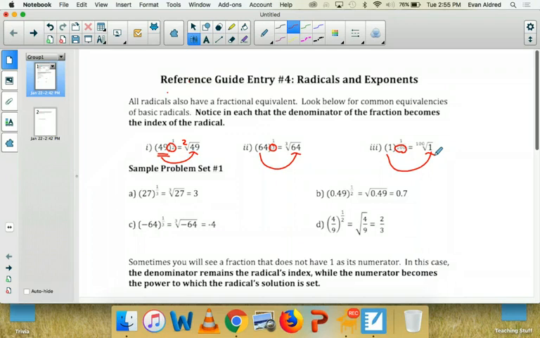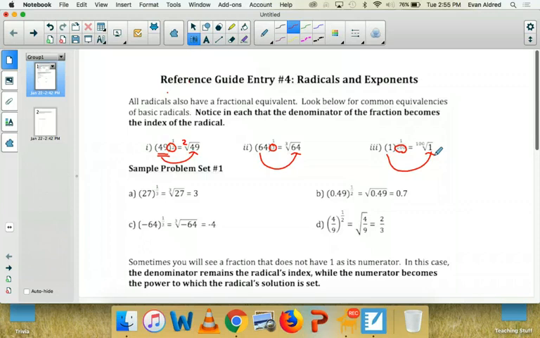Of 0.49, we looked earlier in this unit at how we would solve that. We would look at the square root of 49, which we know to be 7, and you move the decimal back one place to the left. That's all part of reference guide entry number 1. With C, it's important to note that just because the base is negative doesn't mean it can't be solved. We're still going to apply the same rules. We'll just have to think a little bit differently.